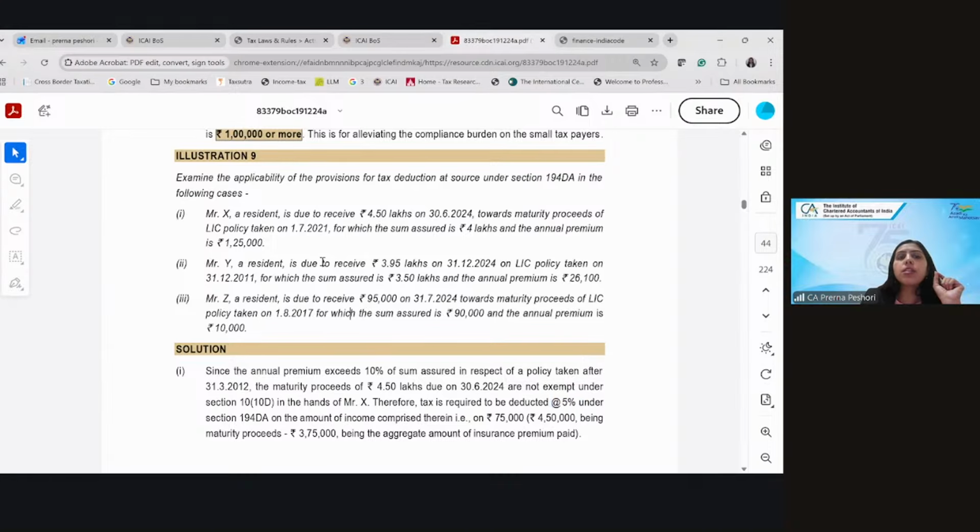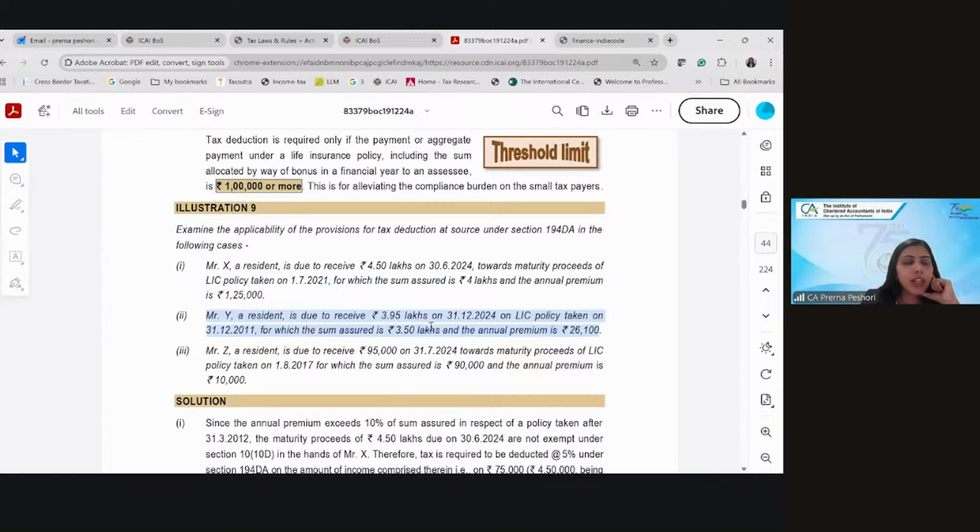Fine. Next is Mr. Y, a resident, who is due to receive 3.95 lakh on an LIC policy taken on 31/12/2011, for which the sum assured is 3.5 lakh and the annual premium is 26,100. It is before 2012, so it is 20% of the sum assured. 3.5 lakhs into 20% is 70,000, and the annual premium is 26,100, which is less than 20%. So it will be exempt under section 10(10D). So no TDS will be applicable.